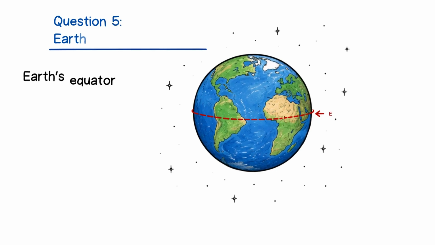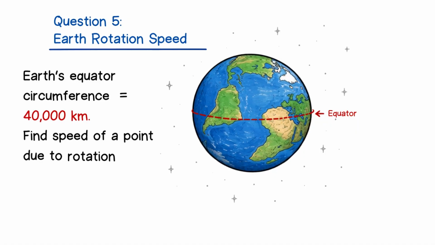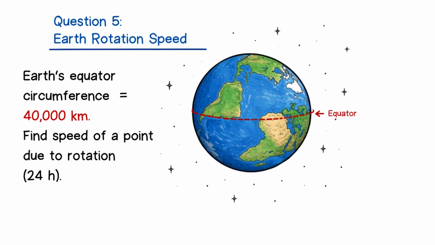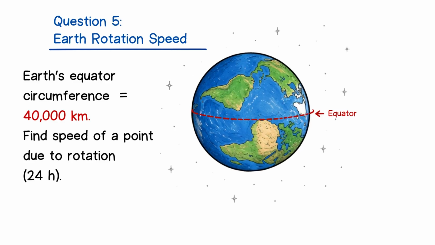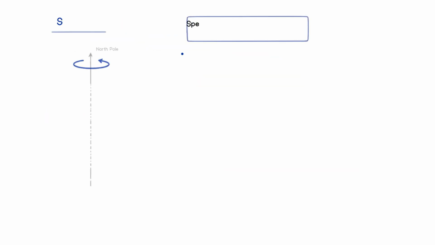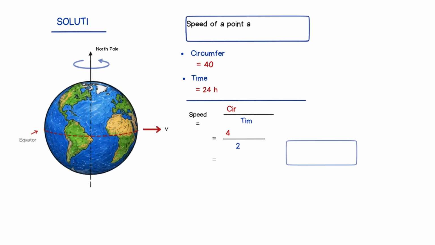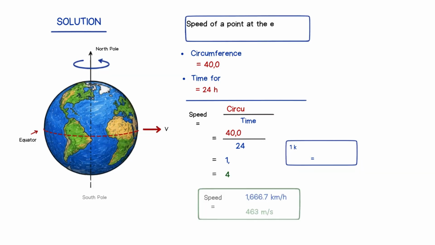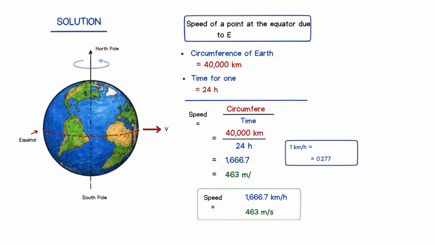The Earth's equator has a circumference of about 40,000 kilometers. Earth completes one full rotation in 24 hours. We are asked to find the speed of a point at the equator due to Earth's rotation. To find the speed, we use the formula. Speed equals distance divided by time. The distance is the circumference of Earth at the equator, which is 40,000 kilometers. The time for one rotation is 24 hours.